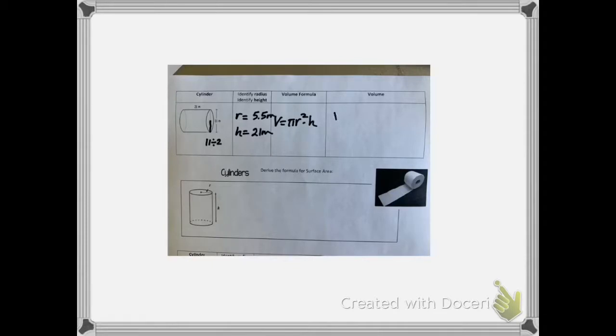All right, so volume, plugging in from the picture, I would have pi times 5.5 squared times 21. So if I multiply 3.14 times 5.5 times 5.5 times 21, I get 1,994.7 meters cubed.